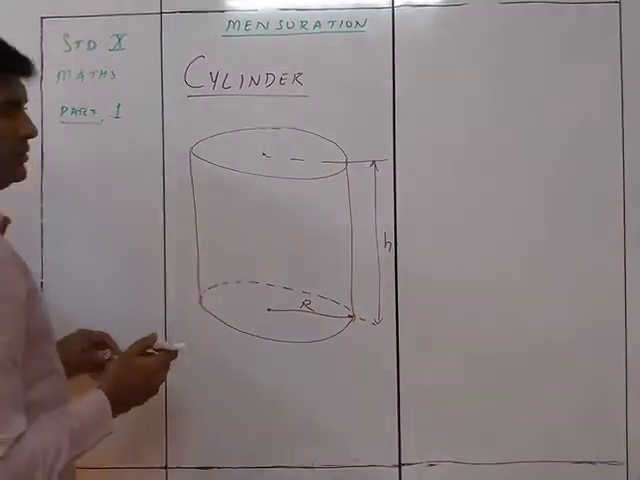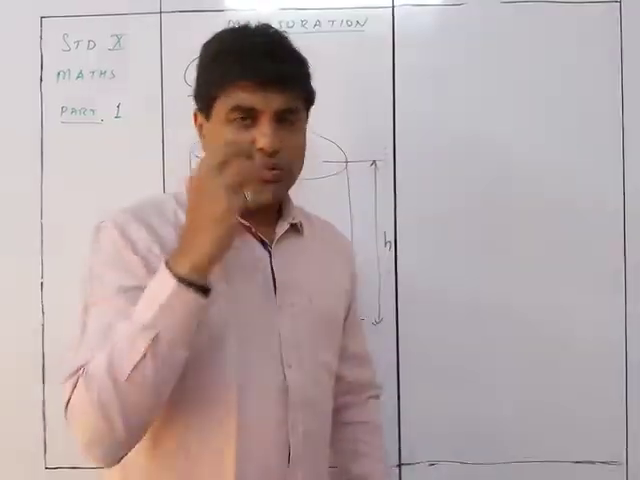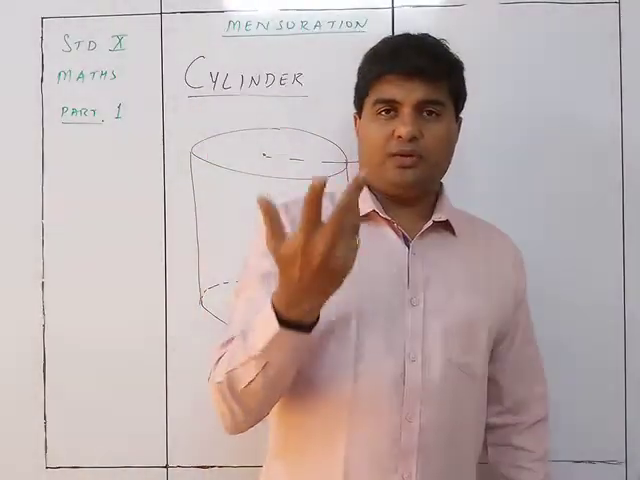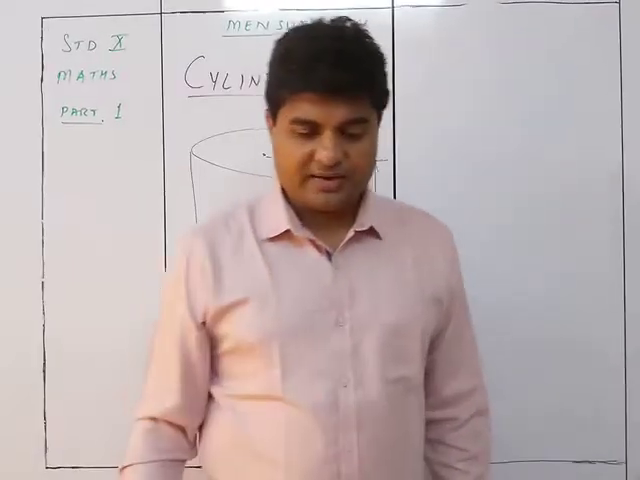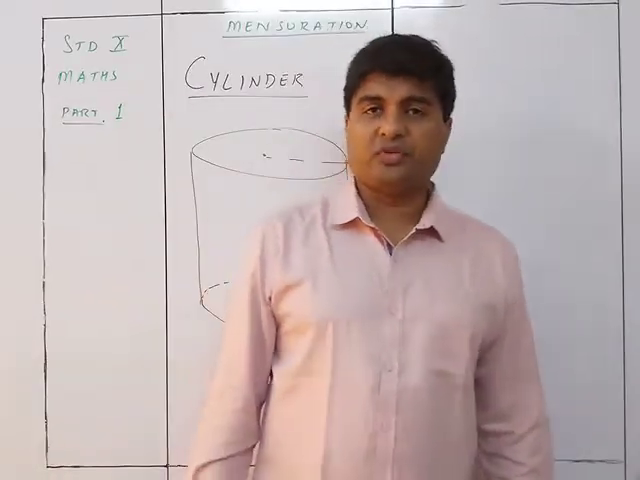Right, now the cylinder has only two parts, that is the radius and the height. So those are the only two variables which we'll be using in case of cylinders.